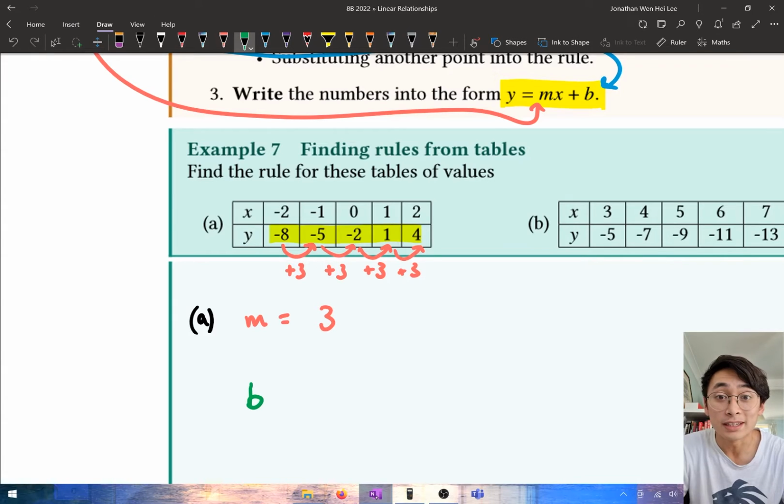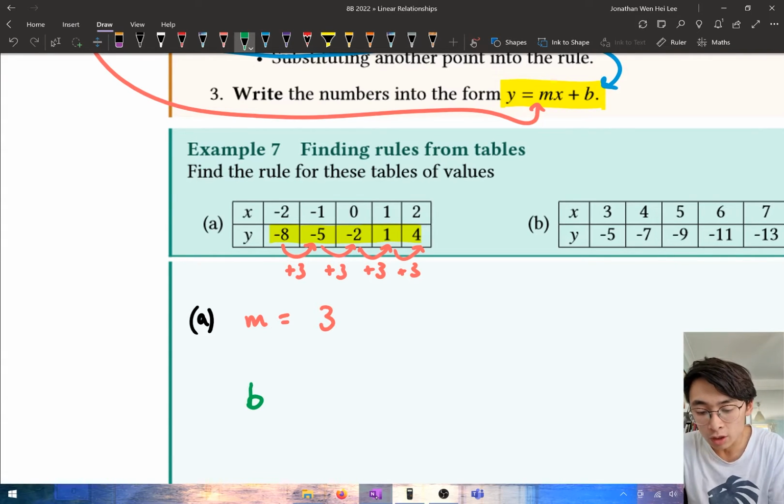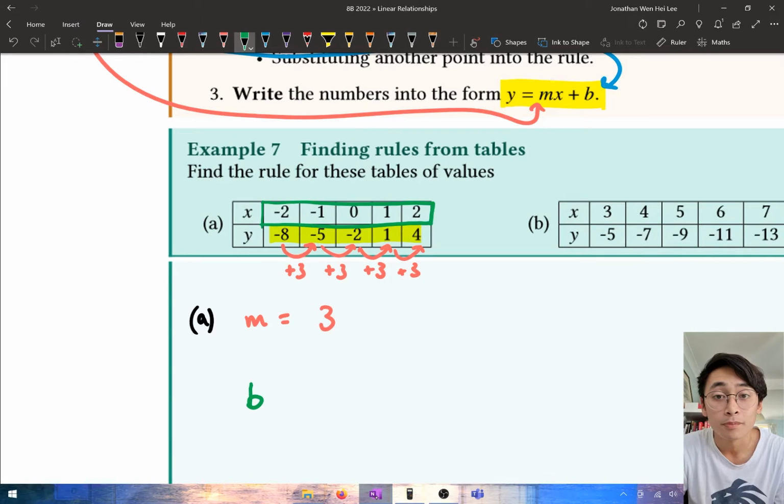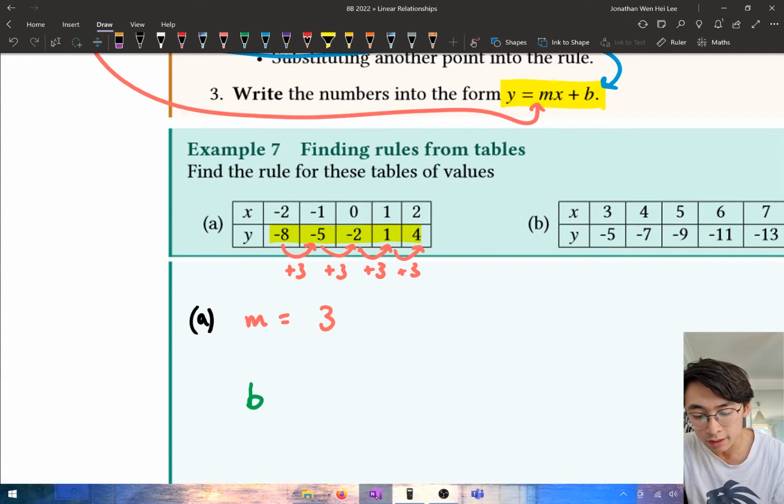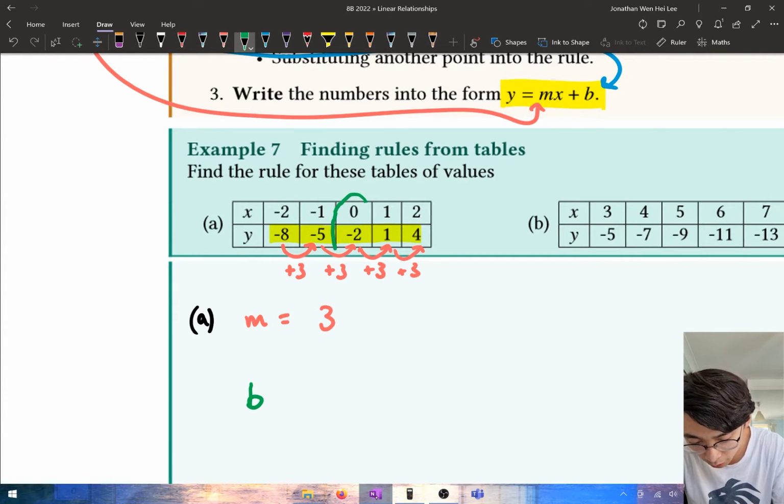Now the constant is just the y value when x is equal to 0. So what I'm going to do is look in this first row for where x is equal to 0. And hopefully you can see, as we pointed out last lesson, that x is equal to 0 in this third column here. So I'm going to circle this third column just so I can see that. Notice here, x is equal to 0.